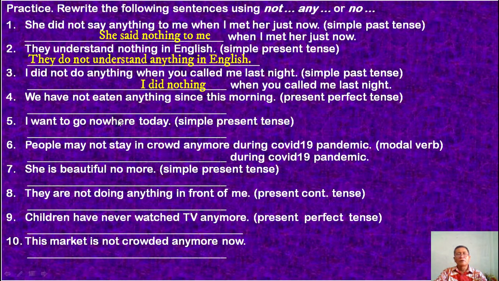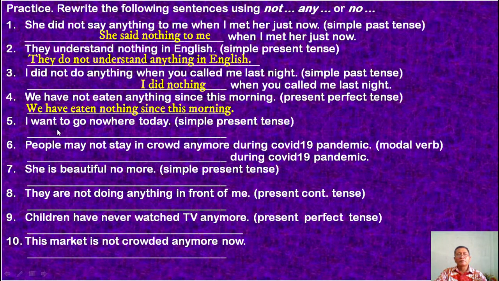Number 4. We have not eaten anything since this morning. Present perfect tense. What's another form of number 4? Alright. We have eaten nothing since this morning.